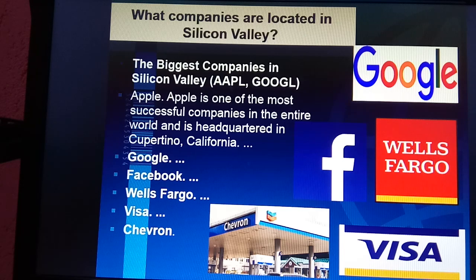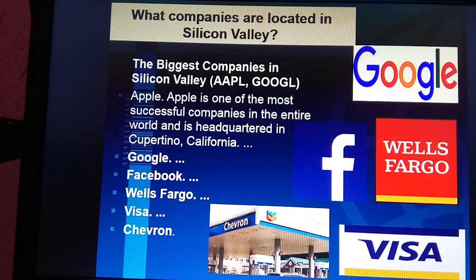Apple is one of the most successful companies in the entire world and is headquartered in Cupertino, California. Oh, I forgot to put the icon of Apple there, but okay. As the name itself suggests, Apple, with a bite, no? So you have Google, which we are using, no? Very helpful to us and to the rest of the world. Then we have Facebook, which all of us are using as well, even in far-flung areas. As long as there is access to technology, there is Facebook, no?